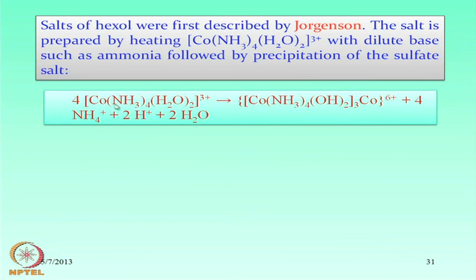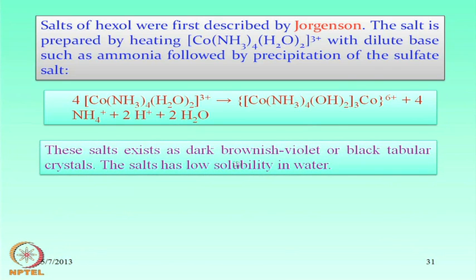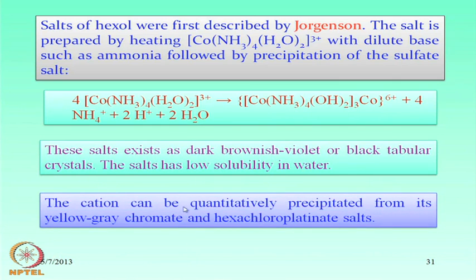The reaction is very simple: 4 molecules of this react, giving a tetranuclear compound, which is basically a big molecule with 6 positive charges, with the liberation of 4 molecules of these amine ligands as ammonium ion, 2 of them as protons, and 2 water molecules. These salts exist as dark brownish-violet or black tabular crystals, and the salt has low solubility in water. So, how are these forming? The tetranucleation is due to the corresponding condensation reaction, and it can be isolated as yellow-grey chromate or hexachloroplatinate salts.